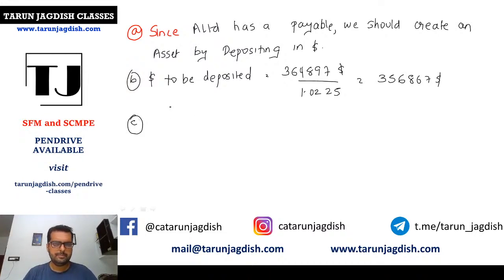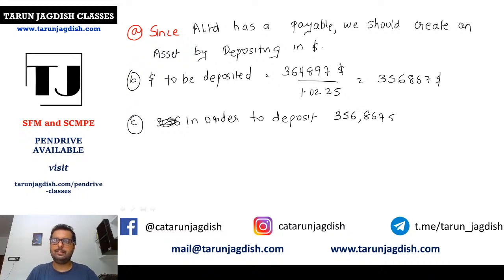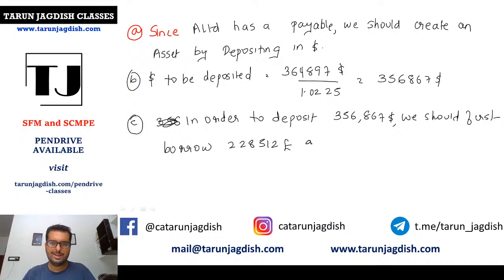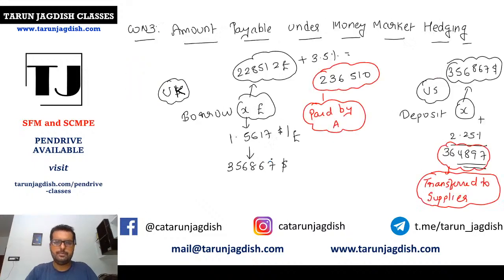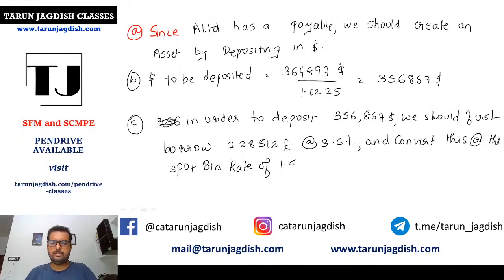All right. Then, in order to deposit $356,867, we should first borrow how much? 228,512 at 3.5% and convert this at the spot bid rate of 1.5617 dollar per sterling. Okay.